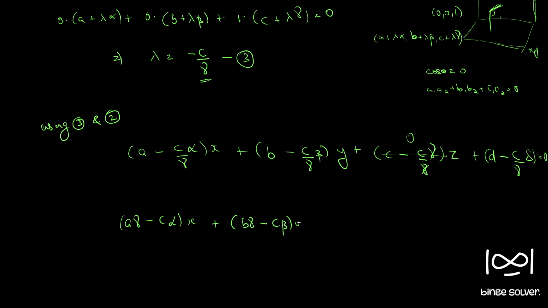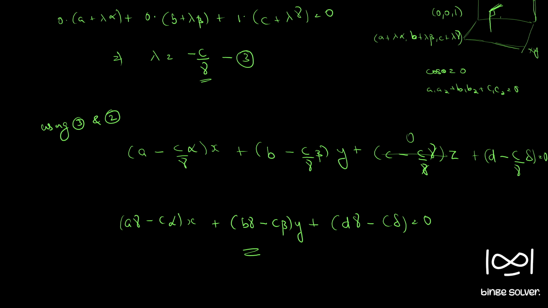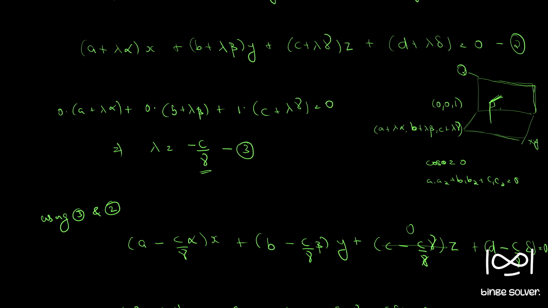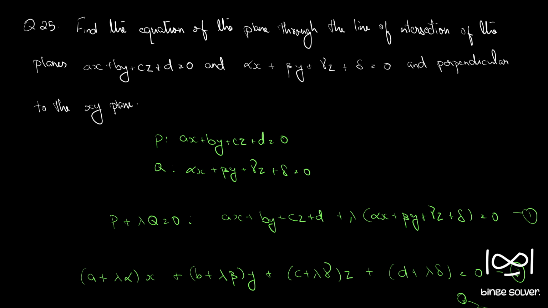So this whole term went to 0, and this is our equation. Is there any simplification possible? So this is the final required equation. So these are the steps, and this is the solution to question 25.